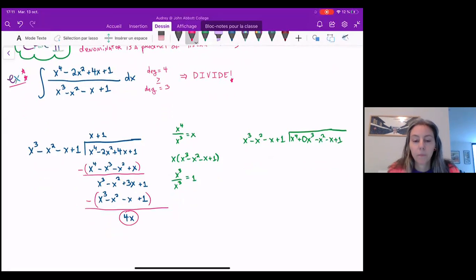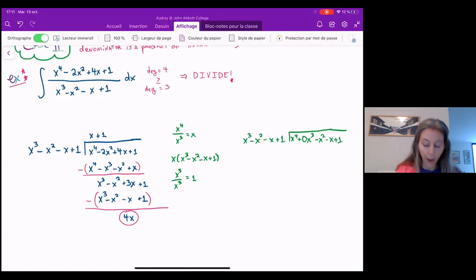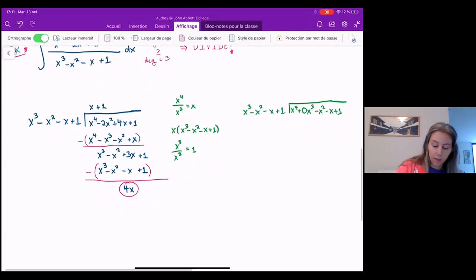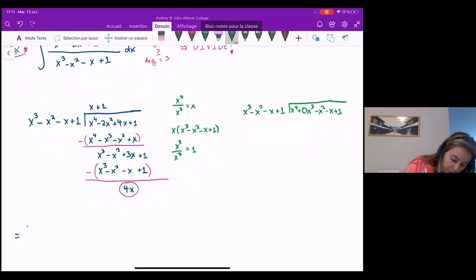We stop. Even though there's still an x left over, the degree of 4x is 1. The degree of x cubed minus x squared minus x plus 1 is 3. So that 4x has a lower degree, which means that we can stop now. That 4x is the remainder. Okay, so now remember we write the integral is equal now to the result, which is x plus 1, plus the remainder all divided by the original denominator.